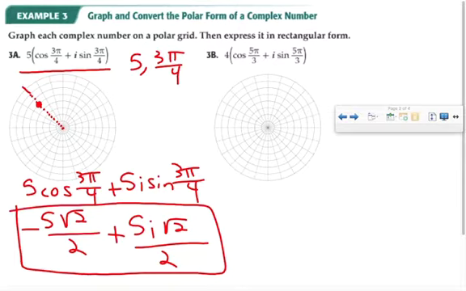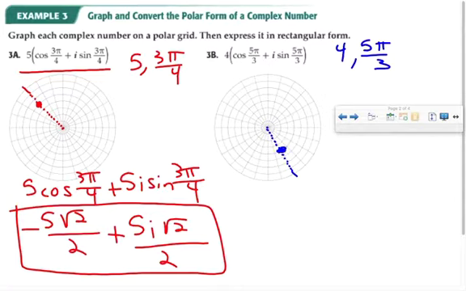And that's it. For part B, this as a polar point would be 4, comma, 5 pi over 3. 5 pi over 3 is here, so I know my point is going to be somewhere on this positive side of that angle. It'll be 4 circles out, so 1, 2, 3, 4.